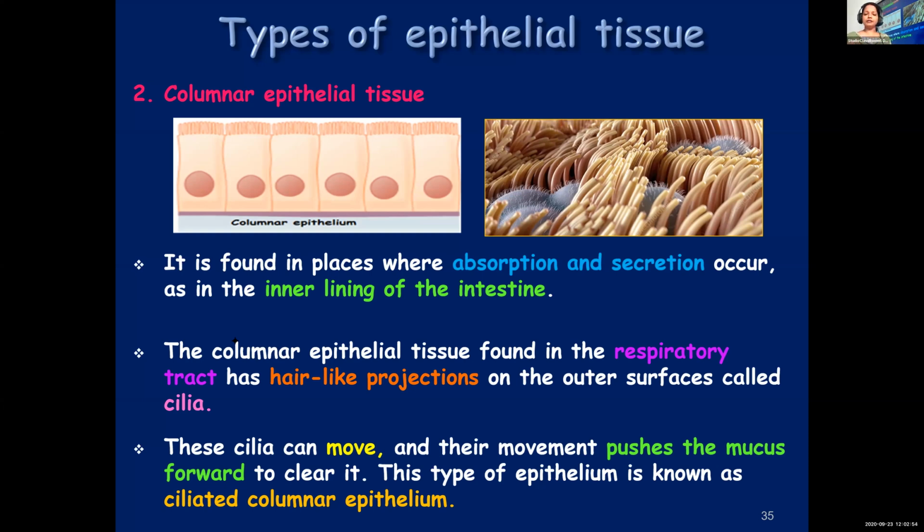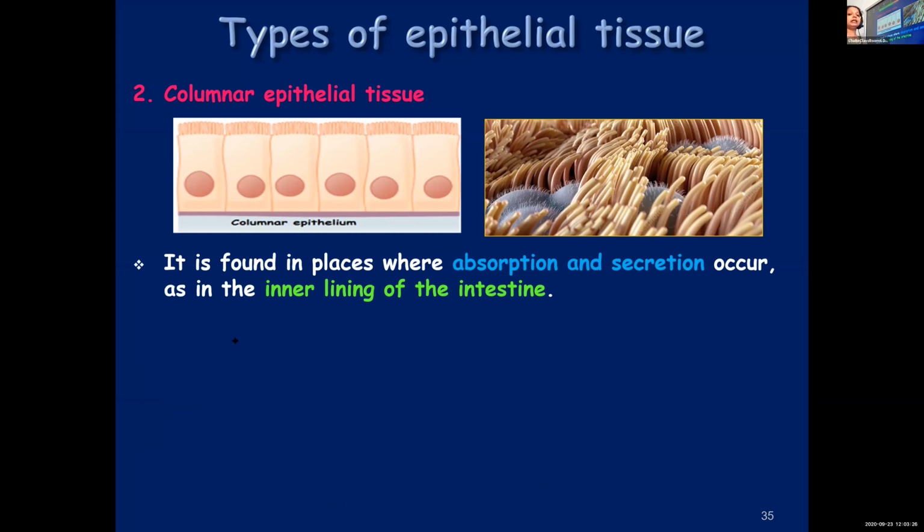So where do you find ciliated columnar epithelium? In your respiratory tract. And what is its function? The cilia present can beat or they can move and they can push the mucus forward and clear your respiratory tract. Okay? So that was about the second type of epithelial tissue, columnar epithelial tissue. So once again, I will repeat the points. Where do you find them? In places where absorption and secretion takes place. One typical example is the inner lining of your intestine.